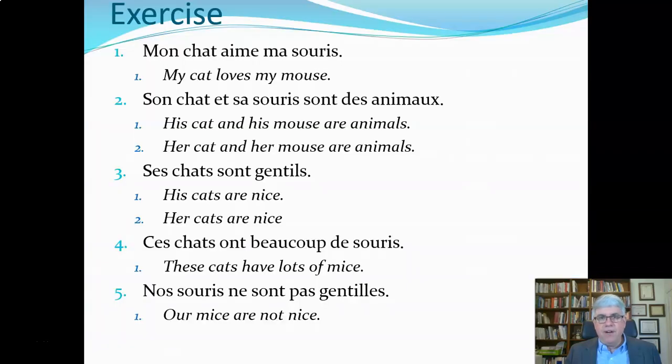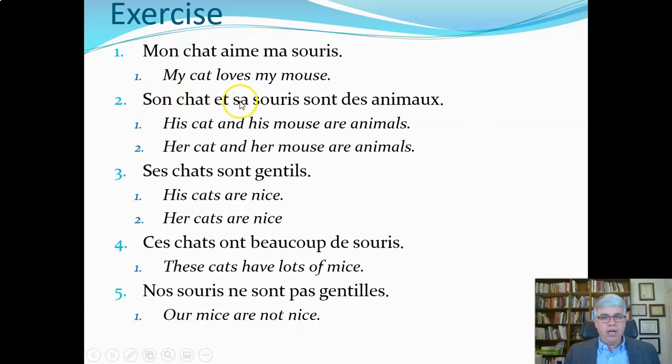Let's translate the final exercises for chapter 3. Mon chat aime ma souris. So we would translate that as my cat loves my mouse. Now cat is masculine, so we're using mon, and my mouse is feminine, so we use ma. My cat loves my mouse.